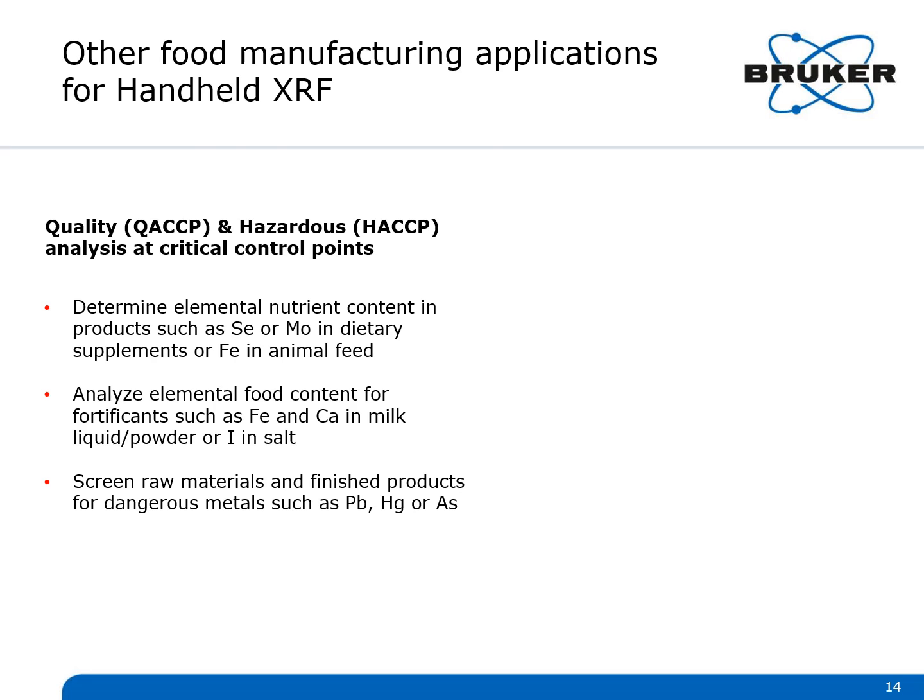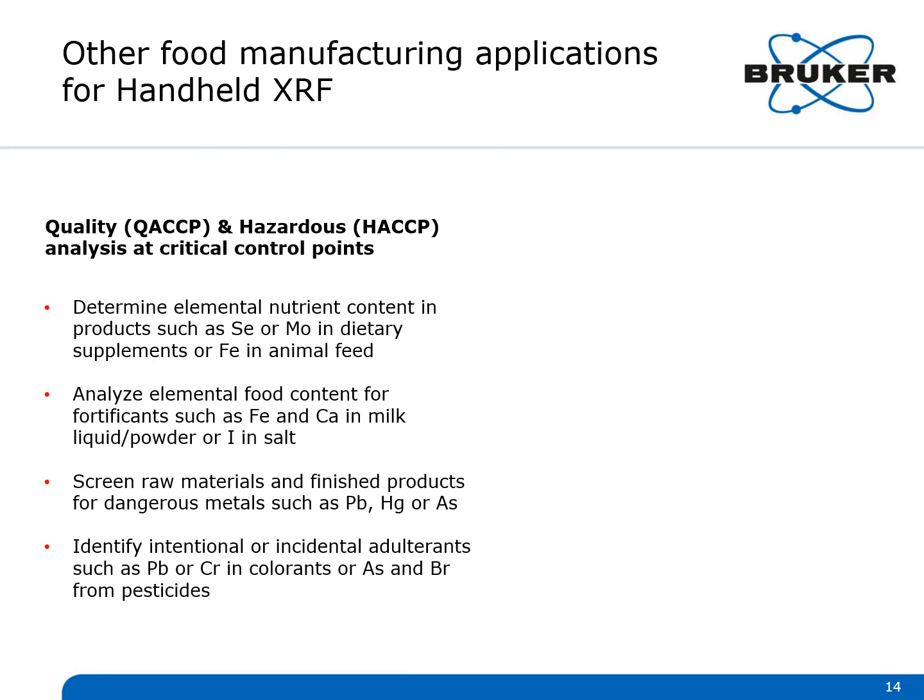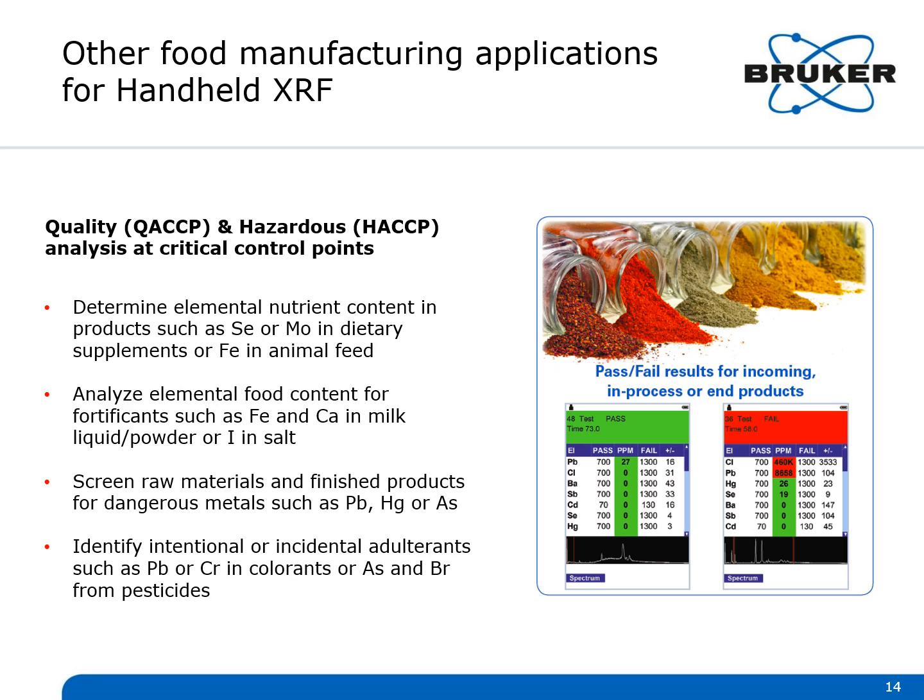You can screen raw materials and finished products for dangerous elements such as lead, mercury, and arsenic. And you can identify intentional or incidental adulterants, such as lead or chromium in colorants, or arsenic and bromine from pesticides. Threshold concentrations can be programmed into the analyzer to indicate simple pass or fail results on the handheld screen.